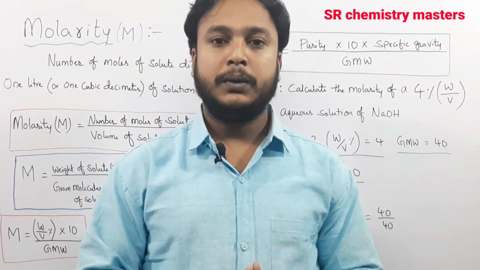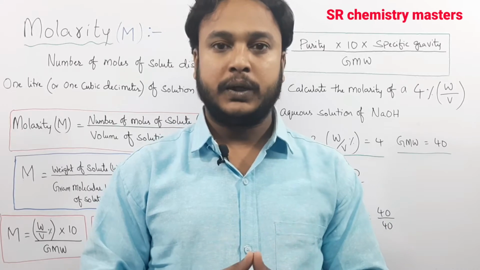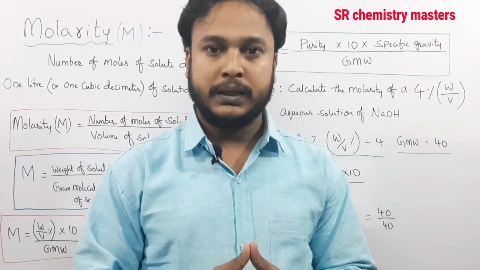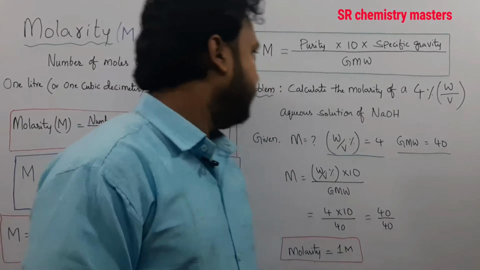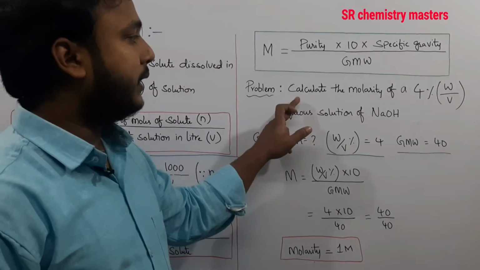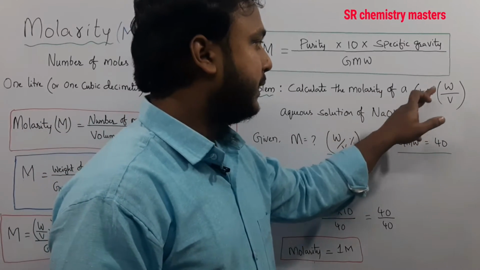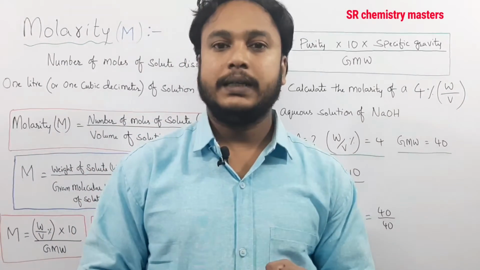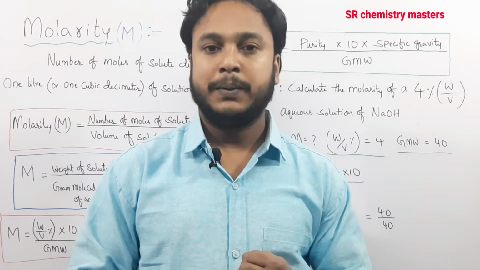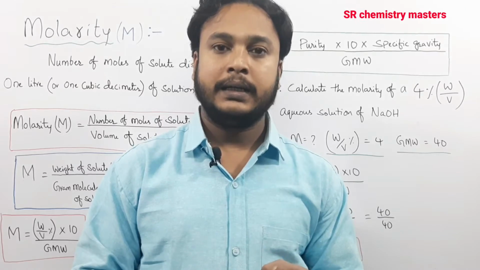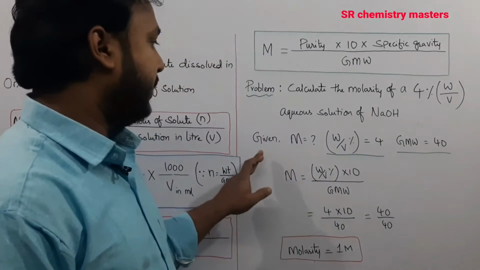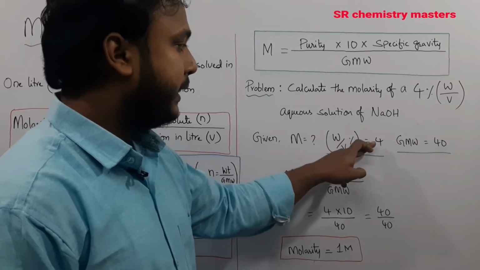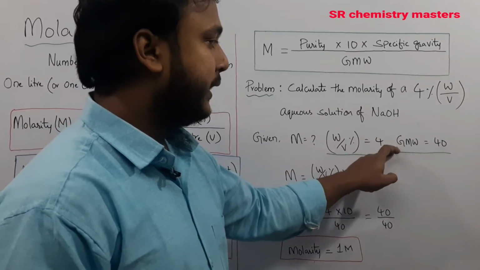Let us see one more problem in which we are going to calculate the molarity of the solution, but in the question you are given the mass by volume percentage. The question is: calculate the molarity of a 4% W by V aqueous solution of NaOH. Given the weight by volume percentage is 4 and the gram molecular weight of NaOH is 40.